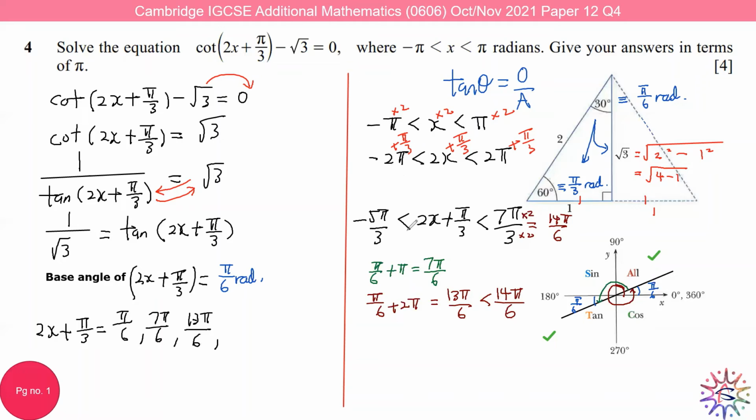And the possible angles actually include the negative angles. So we will check the negative quadrants. So the first possible angle would be the negative of the second quadrant. So that will be pi over 6 minus pi. So we got negative 5 pi over 6.